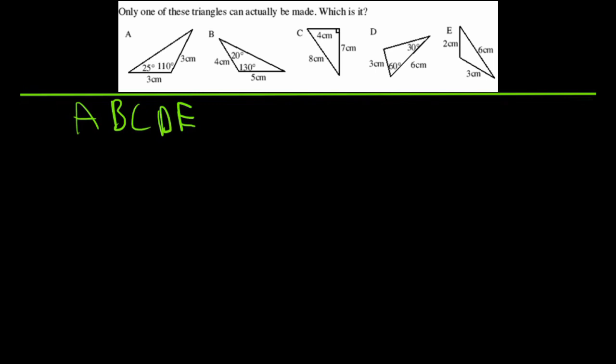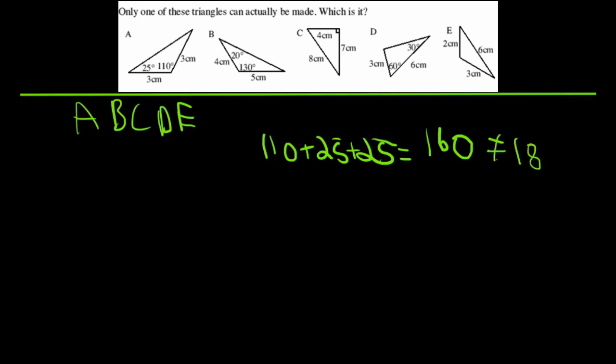So if we start off with A. A is clearly an isosceles triangle because it has two sides of 3 centimeters, and therefore the missing angle should be 25 degrees. However, if we do 110 plus 25 plus 25, we get 160. Now obviously 160 is not equal to 180, which is what they should add up to, and so A cannot be made. So I'm just going to quickly cross off A.